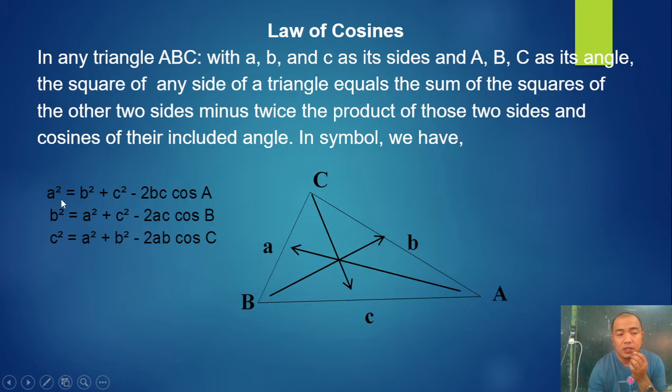Try to memorize it. a squared equals b squared plus c squared minus 2bc cosine A. b squared equals a squared plus c squared minus 2ac cosine B. c squared equals a squared plus b squared minus 2ab cosine C.